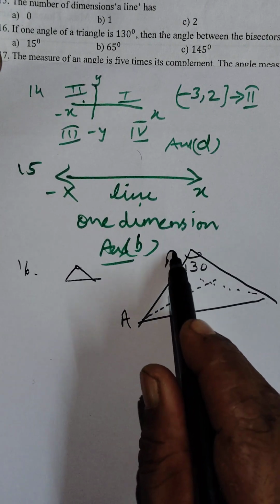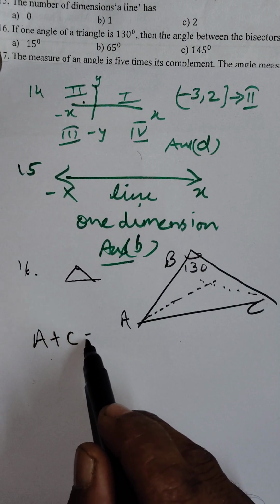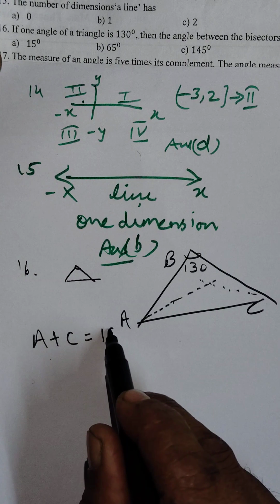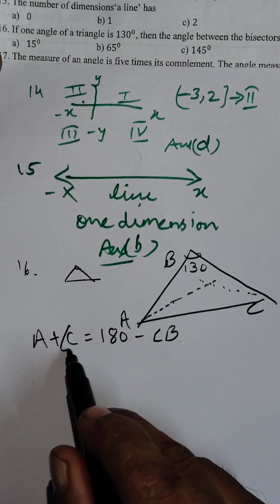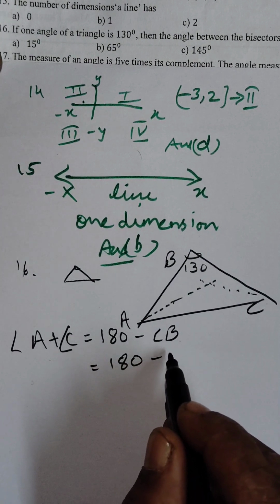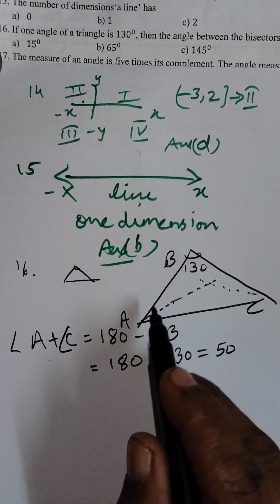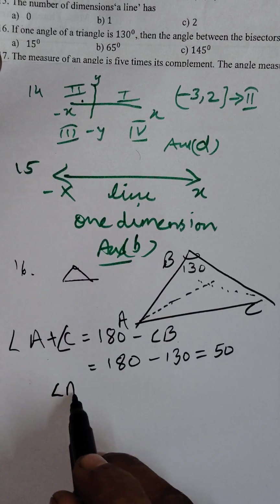this is A, B, C. So the sum of A plus C is what? All the sum is 180 degree. So it is 180 minus 130, so 180 minus angle B. So it means 180 minus 130, 50 degree. So angle A plus C is 50 degree. So the bisector of it means A plus C equal to 50 degree.